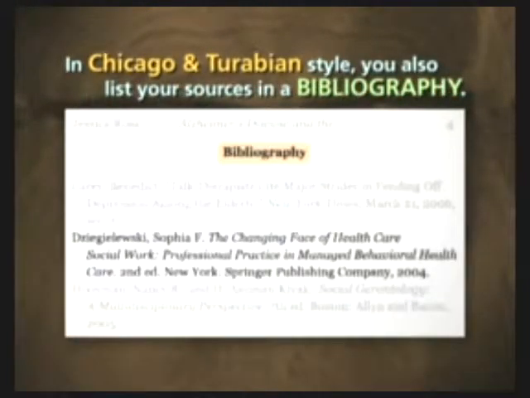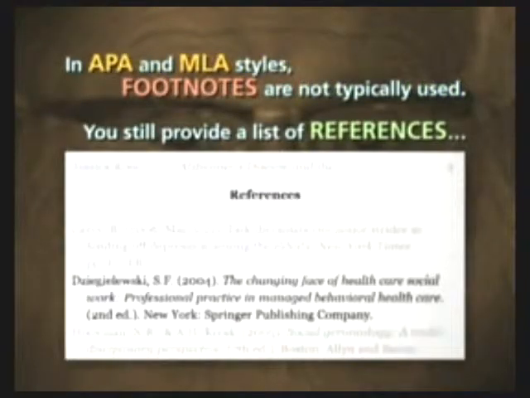Then at the end of the paper, there's a separate list headed Bibliography, Sources, or References, which recaps all of the sources used, listing them in alphabetical order and providing all the bibliographic data in a slightly different format than in the footnote. We'll learn more about formatting this list of research sources in Part 5 of this program. Now, by contrast, in APA and MLA styles, footnotes are not typically used. Just as in a Chicago or Turabian paper, you provide a list of references at the end of the paper.